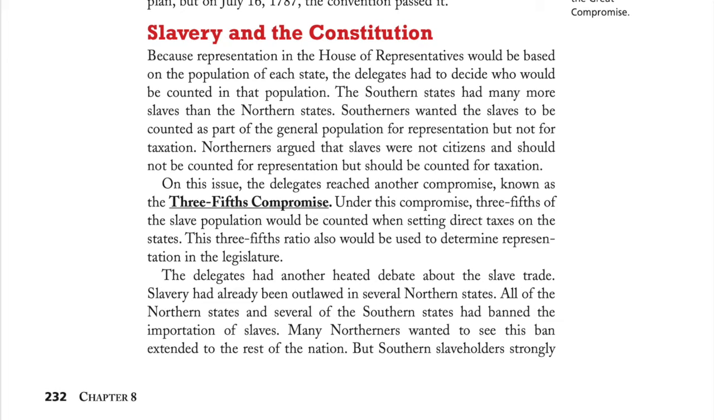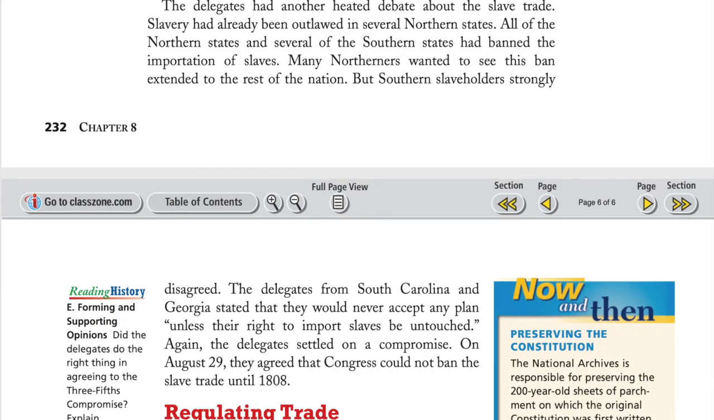The delegates had another heated debate about the slave trade. Slavery had already been outlawed in several northern states. All of the northern states and several of the southern states had banned the importation of slaves. Many northerners wanted to see this ban extended to the rest of the nation, but southern slaveholders strongly disagreed.